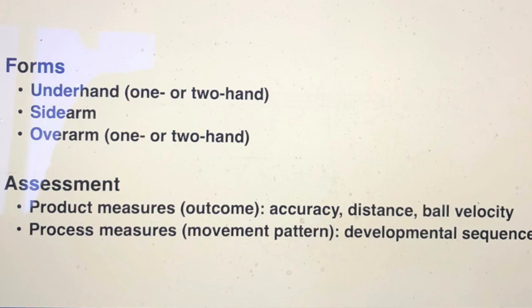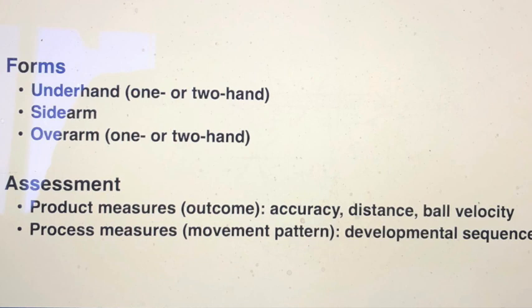Therefore, the most important thing is not necessarily the end result of the throw, it's how the child is actually throwing. Rather than using product or outcome measures to assess the development of ballistic throwing, such as accuracy, distance, and ball velocity, the focus has been on process measures, which involve movement patterns and developmental sequences which contribute to the successful development of the movement.